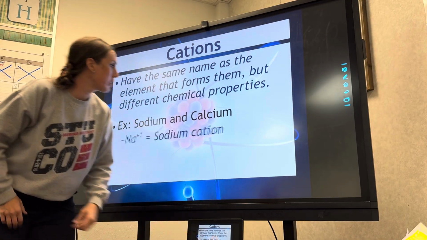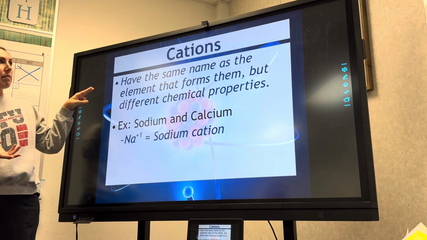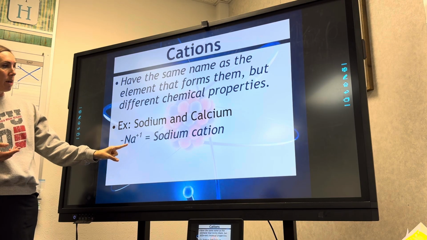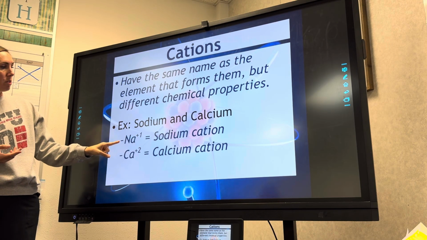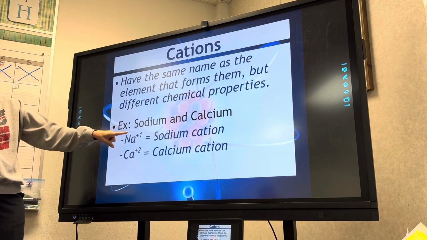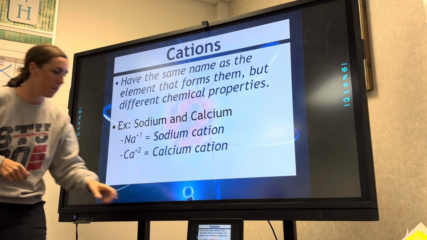So here's our example. So ready? Cations have the same name as the element that forms them, but different chemical properties. So sodium cation. Calcium cation. Okay, so if it has the pluses, you know it's an ion and it's a cation.